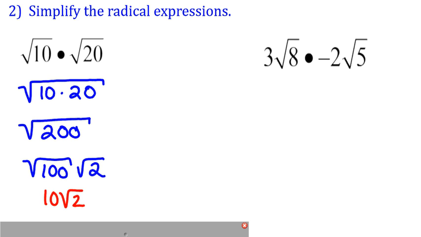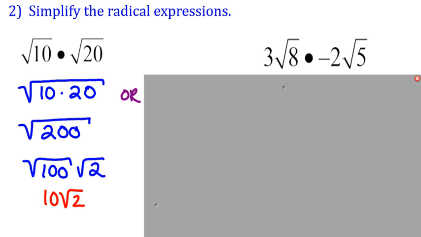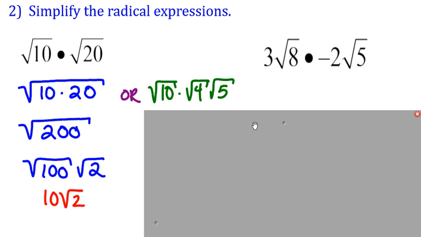Another option is to simplify each radical individually and then multiply your results. So 10 does not have any perfect square factors. We could leave that as the square root of 10. The square root of 20 has a perfect square factor of 4, so we could rewrite that as the square root of 4 times the square root of 5. The square root of 4 has a value of 2.